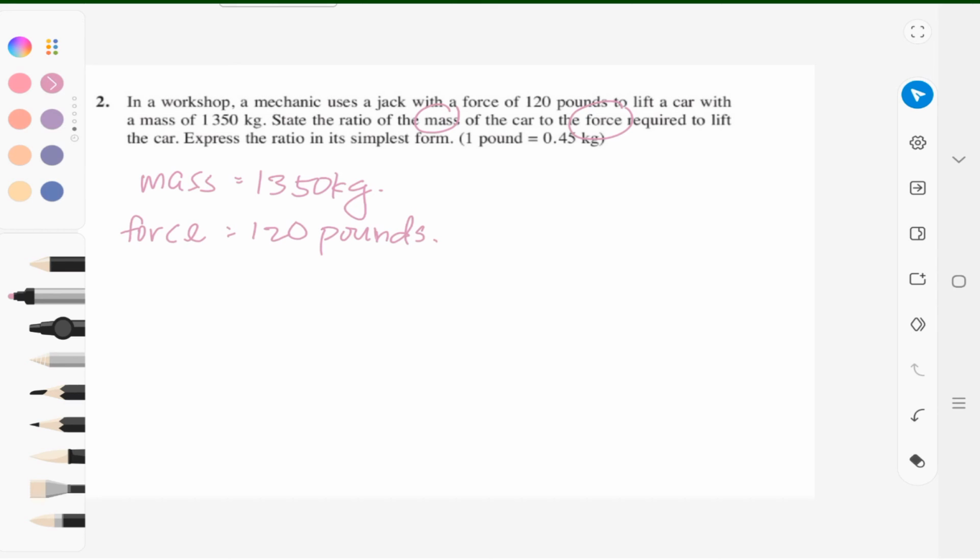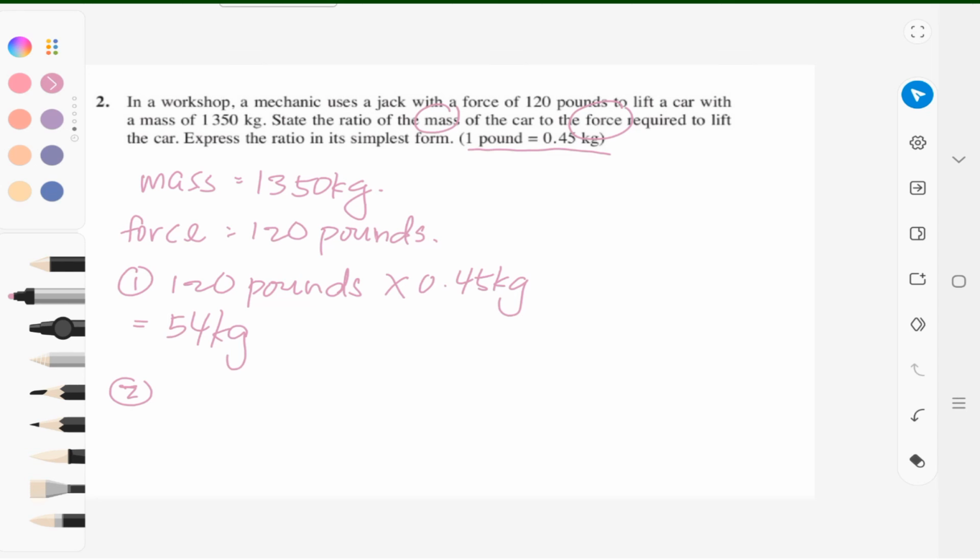In order to get a ratio, we have to make these two into the same unit. Pounds and kg are different units. We have to convert pounds to kg, and it's given that 1 pound equals 0.45 kg. The first step is we take 120 pounds multiplied by 0.45 kg to convert it to kilograms. So 120 pounds multiplied by 0.45 equals 54. So now we know that the force is actually 54 kg.